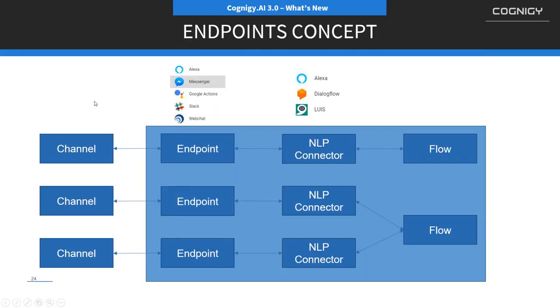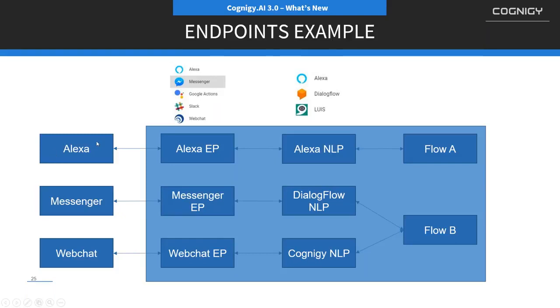So what you can have is, if we look at an example, you could have Alexa using the Alexa endpoint, using Alexa NLP, talking to flow A. You could have Messenger using the Messenger endpoint, using Dialogflow NLP, talking to flow B. And the WEBCHAT using the WEBCHAT endpoint, using Cognigy NLP, also talking to flow B. So you become extremely flexible in how you set this up.